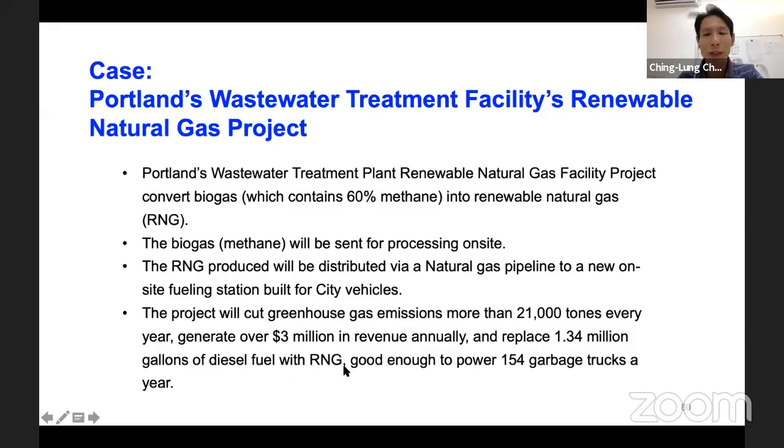Okay, so actually, for this project, when they recover the biogas and convert it into natural gas, they can make some good money. So they try to come up with a way to go to the circular economy process. They try to recover the biogas and make the biogas become a valuable material. And this valuable material can be sold in the market.